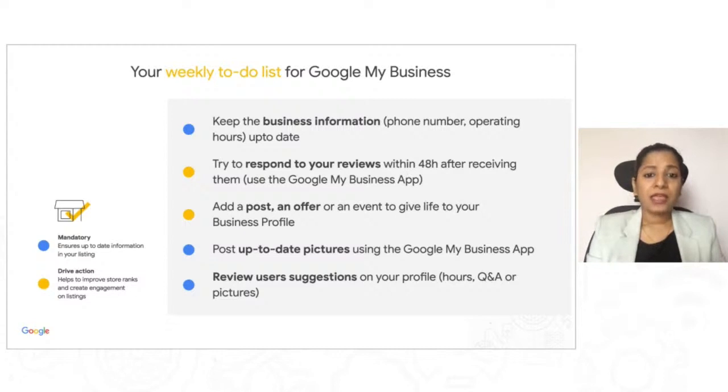Add a post, an offer, or an event to give life to your business profile. Post up-to-date pictures using the Google My Business app. You can also add a 360-degree view of your dealership's interior to make your business profile look more appealing. Review user suggestions on your business profile.